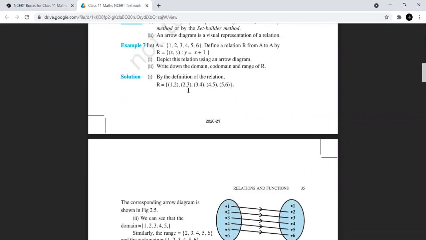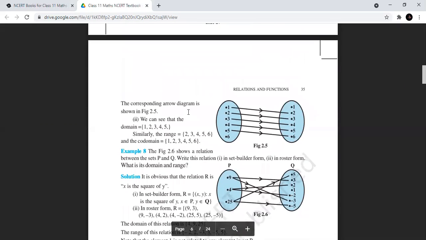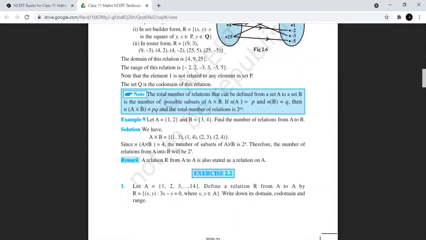Now there are certain examples here, children, which you will read through on your own. They are simple examples, so try to understand. If there's any problem, let me know. Then in the next go, we will discuss 2.2.